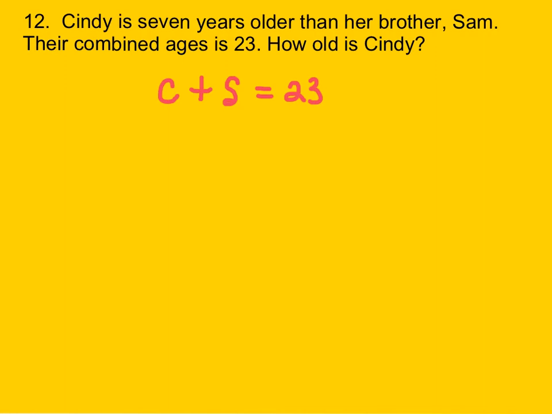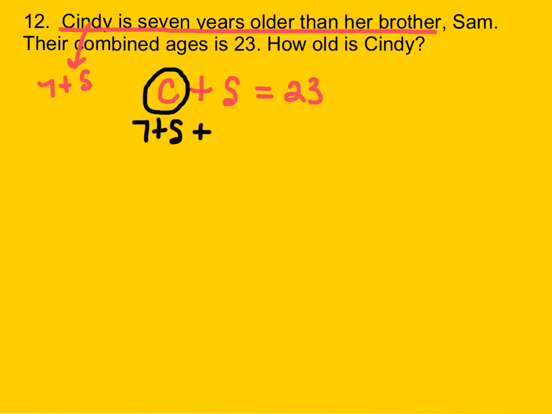Now we look for more information. Cindy is 7 years older than her brother. So Cindy is 7 older than Sam. We're going to take this expression, 7 plus S, and we're going to substitute it in for Cindy because it's Cindy who is 7 years older than her brother. So here I'm going to put 7 plus S, and then I'm going to bring down everything else in the problem. So I have plus S here equals 23.